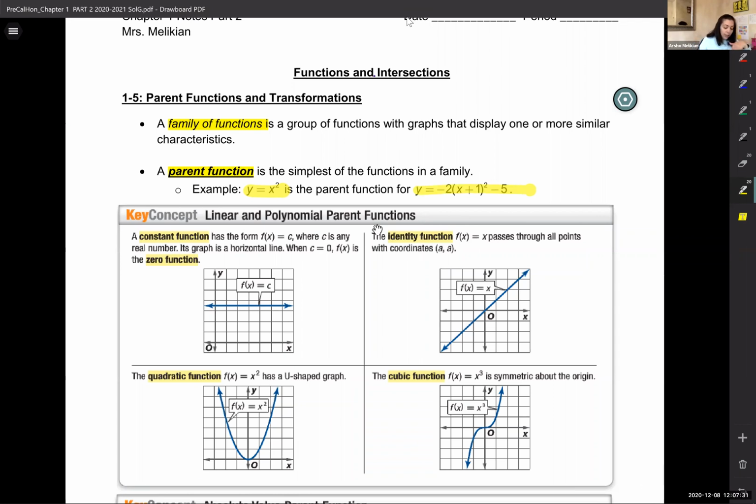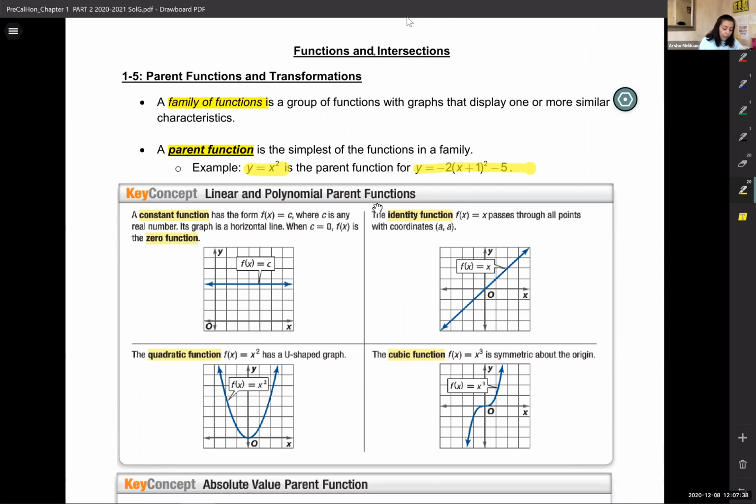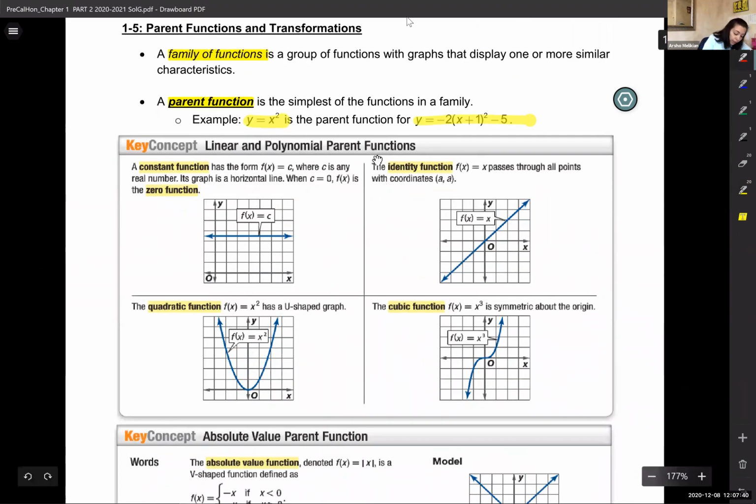Okay, so let's talk about parent functions. Let's talk about all the different types of functions. So first we have what we call a constant function. And a constant function looks like a horizontal line. So examples would be f of x equals 3, y equals 5, and so on. So this could be, let's say, y equals 4.5. It's a constant function. It's a straight line.